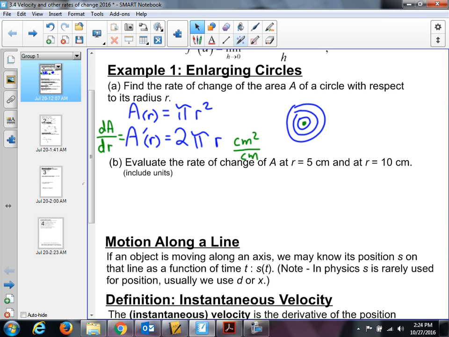I know it simplifies to just plain old centimeter, but if you ask me, this makes more sense because it's with respect to how the radius is changing, right? The change in area is whatever that comes out to be. If you put in 1 or whatever, 6.28 centimeters squared every centimeter of radius you increase. That's what that would be. Okay? And yes, you can simplify. So then the next thing is evaluate the rate of change at r equals 5 and r equals 10. Include units, hey.